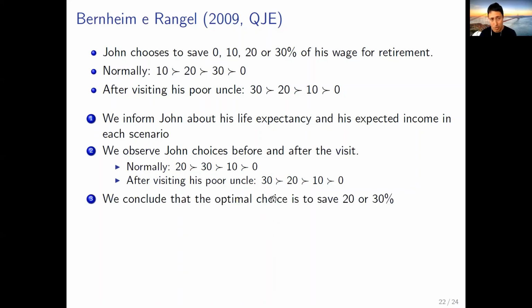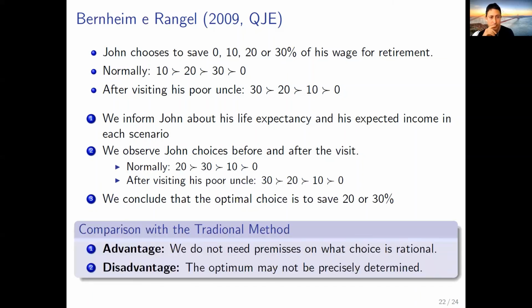That leads you to the third step, which is that we conclude only that the optimal choice is either to save 20 or 30%. So you see here that we're not going to give you a precise optimal choice, in contrast to what we've done before. We're just going to give you some range.